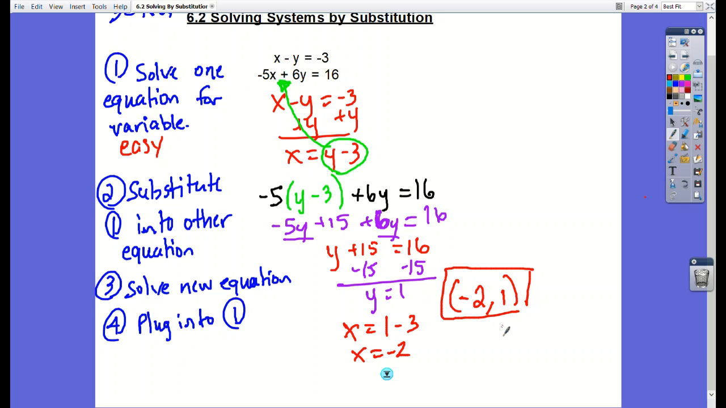And let's do a quick mental check. We're always going to do that. So negative 2, 1. Negative 2 minus 1 is negative 3. Yep, it works for the first one. Plug it into the second one. Negative 2 times negative 5 is positive 10. 10 plus 6 is 16. Yep, this works out. Always just do that quick mental check when you're solving these, so you know that you did it correctly. Alright, so this is all we're focusing on today, solving these equations.